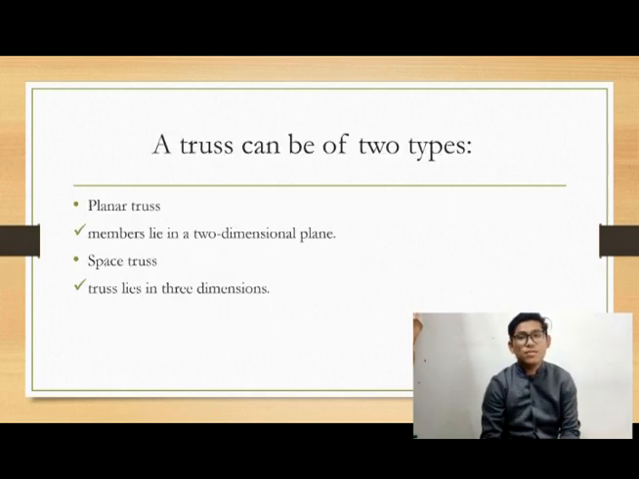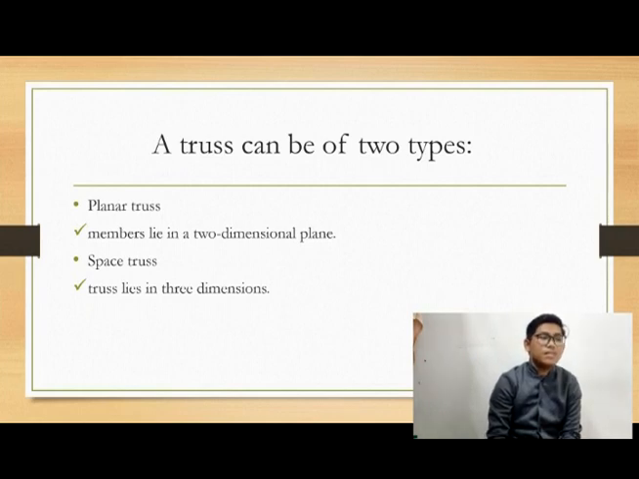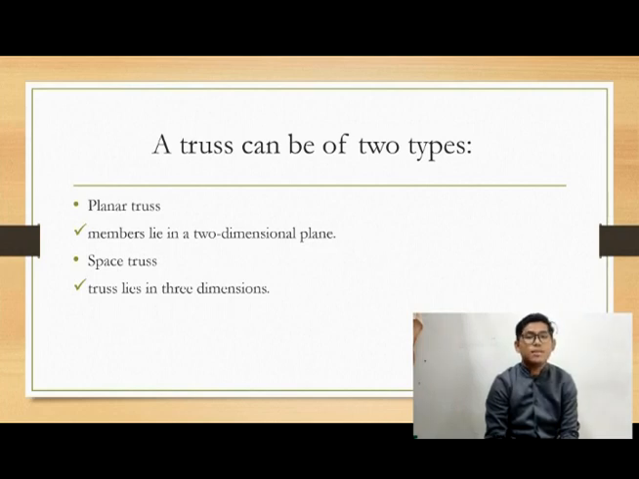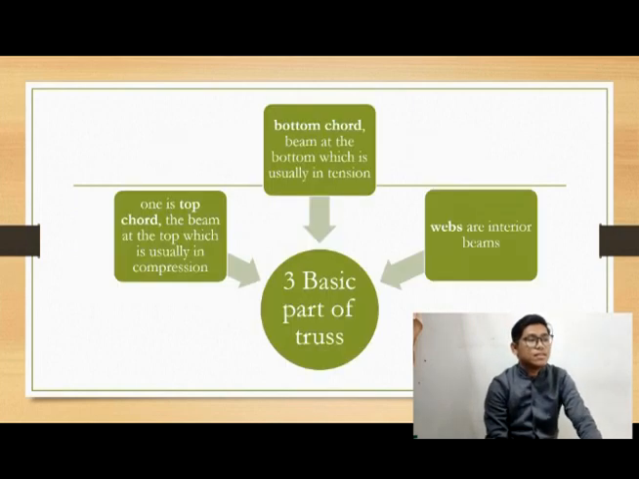The truss can be of two types, which are planar truss or space truss. Planar truss is a member lying in a two-dimensional plane. Space truss is a truss lying in three dimensions. Three basic parts of truss. One is the top chord. Top chord is the beam at the top, which is usually in compression. The bottom chord is the beam at the bottom, which is usually in tension. Then there are interior beams.